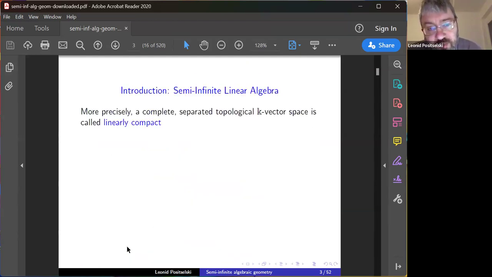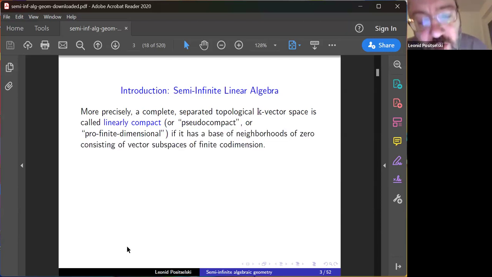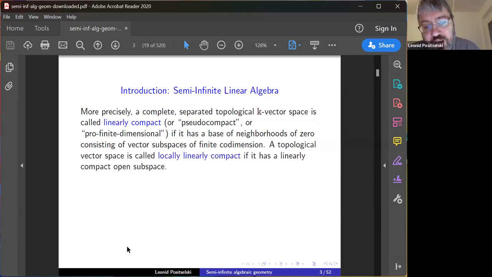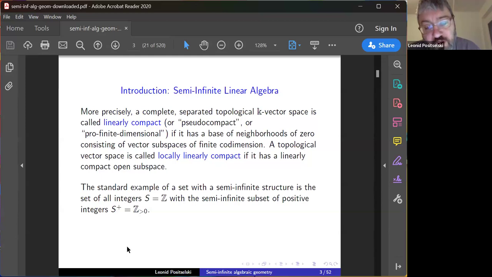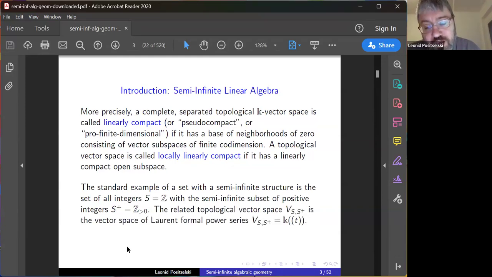Semi-infinite linear algebra. More precisely, a complete separated topological K-vector space is called linearly compact, or pseudo-compact, or profinite-dimensional, if it has a base of neighborhoods of zero consisting of vector subspaces of finite codimension. A topological vector space is called locally linearly compact if it has a linearly compact open subspace. The standard example of a set with a semi-infinite structure is the set of all integers with the semi-infinite subset of positive integers. The related topological vector space V is the vector space of Laurent formal power series ℚ((t)).